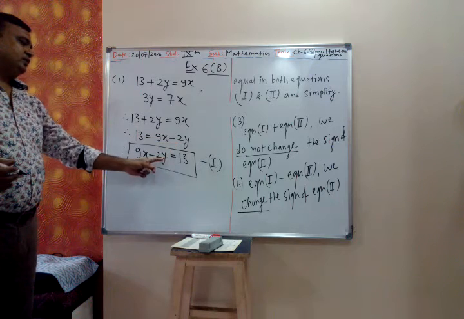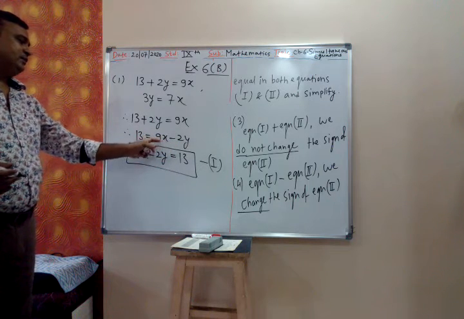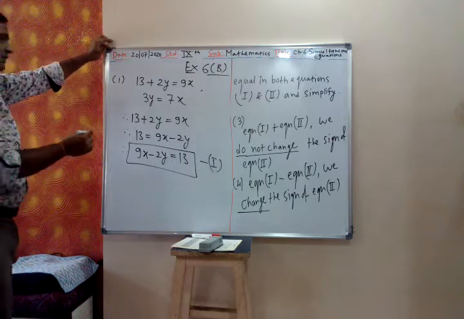9x minus 2y is equal to 13. A is equal to B is the same as B is equal to A. Now let us see the second one.